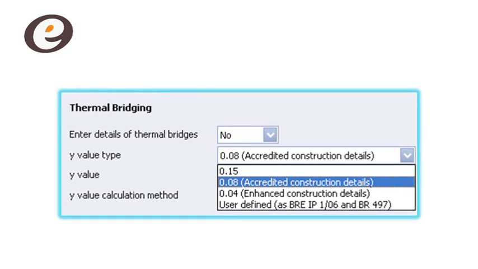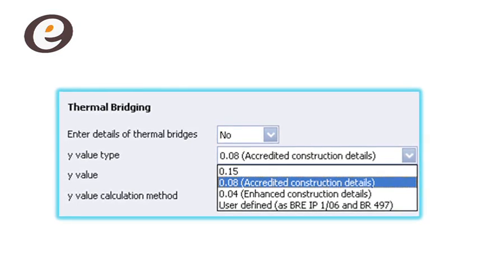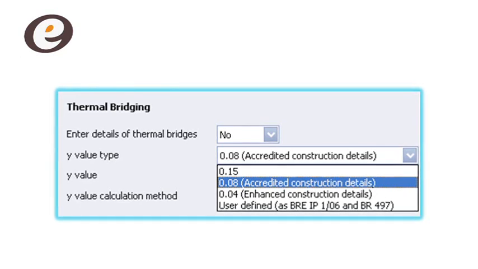Well, under Part L 2006, this was very straightforward. It was very easy for us and it was very easy for developers. We had 4 options that we could enter into the SAP calculation, and each option summarised the total heat loss from all the thermal bridges in the building. The first option was to enter a figure of 0.15. This was a worst case default figure, very high heat loss from your thermal bridges.